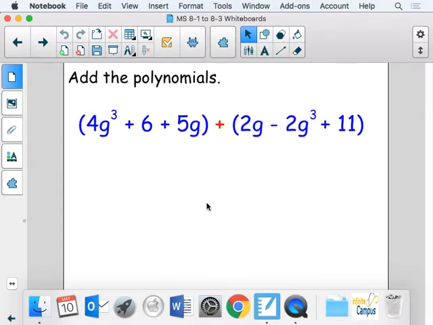All right, here's the first one. When you're adding polynomials, all you need to do is line up like terms and add. So I have 2g, which is going to be like terms with 5g.